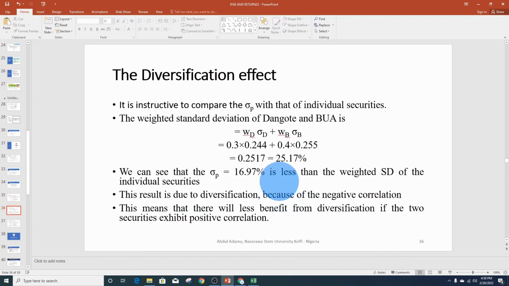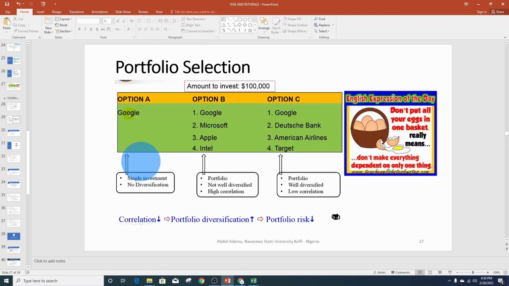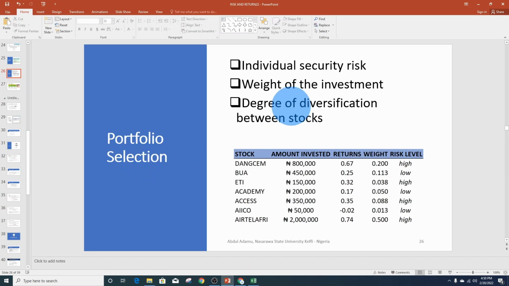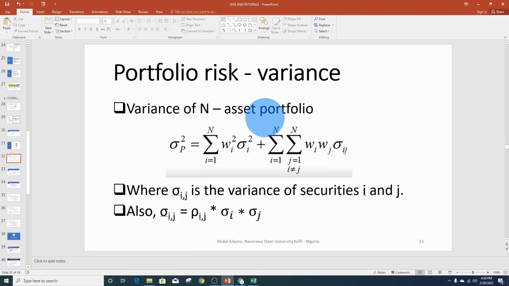So now the next item that we'll look at finally before we end this lecture is the issue of the diversification effect. Now earlier when we talked about those factors that affect portfolio, we said there are 3 of them: the individual security risk, the weight of the investment, and the degree of diversification. So for a portfolio, we enjoy diversification. So how do we measure this diversification effect?